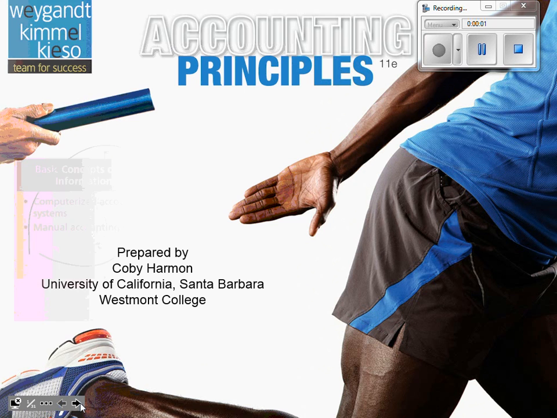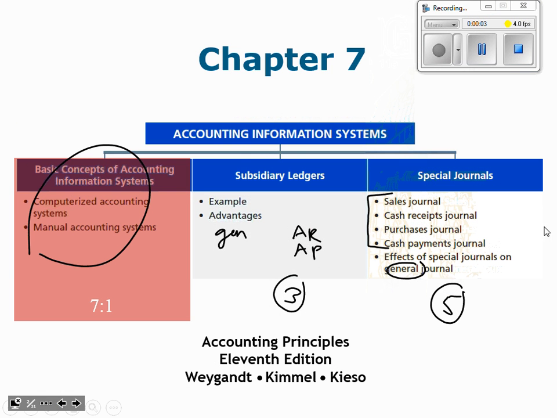Here we go. We already kind of outlined what's coming in the chapter. This first section, illuminated in red, is what we're going to do. We will hit up the subsidiary ledgers tomorrow. I know several of you will be gone on Friday, and then we'll focus on special journals next week.